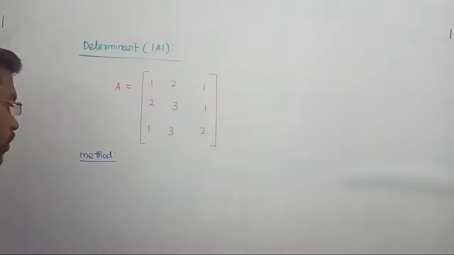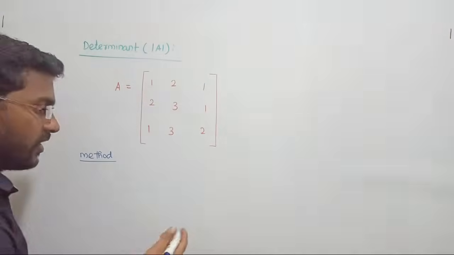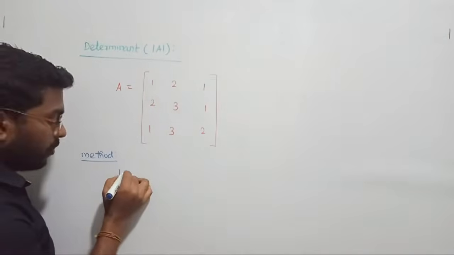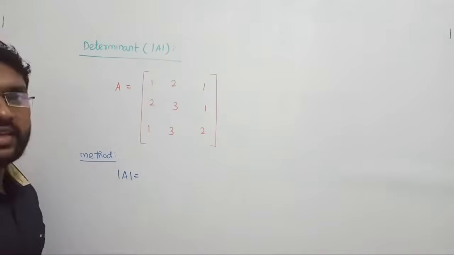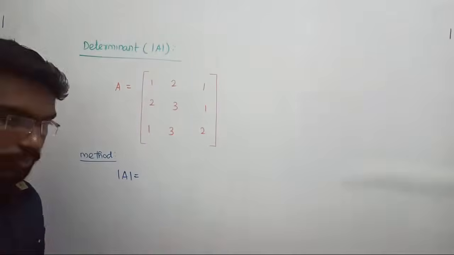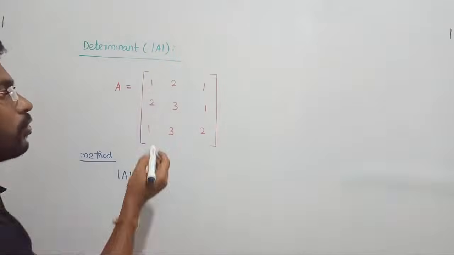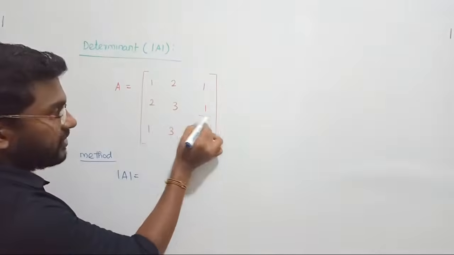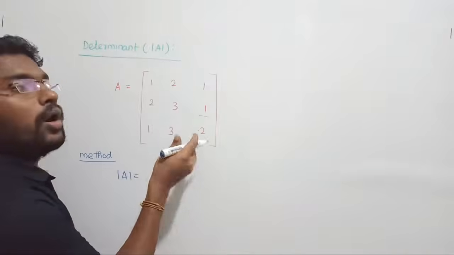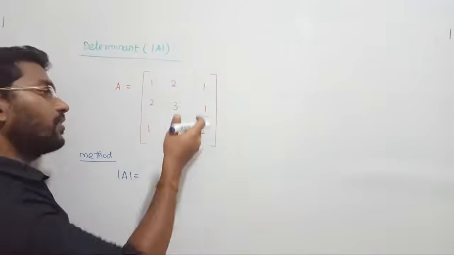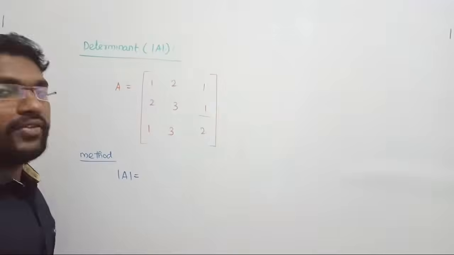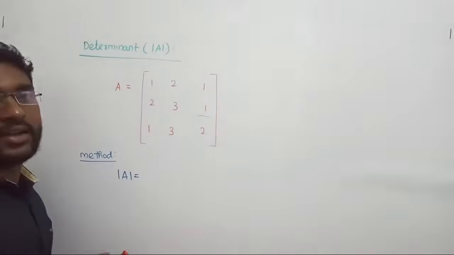In method number 2, if you want to obtain the determinant of matrix A, you have to do it like this. You can select any one row or any one column, it's up to you. You can go with the first row, the second row, the third row, or the first column, second column, third column.